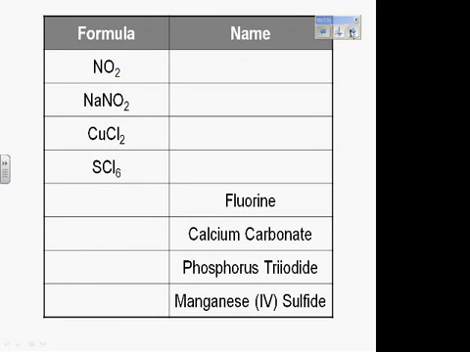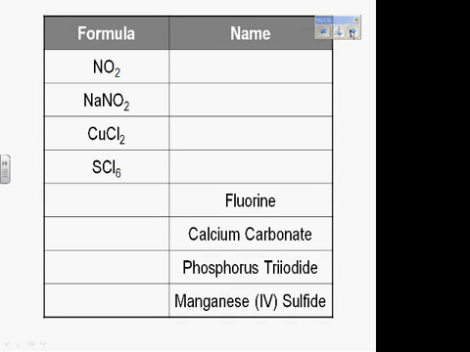Alright, so I want you to take a second. Now this is a mixture of different ones. We've got ionics and covalents here. Take a second and pause the video and do these 8 right now. These are ionics and covalents mixed together. This is where it gets hard. You have to identify them first. Pause the video, do it. We'll come back.